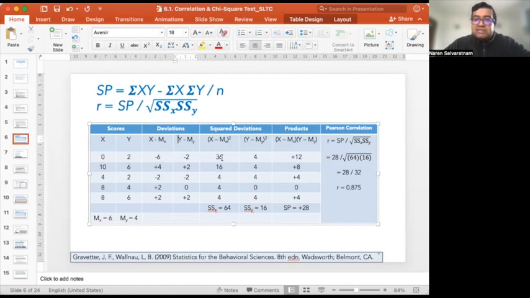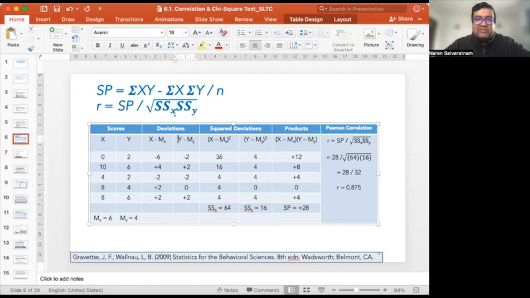6 times 6 is 36. 4 times 4 is 16. 2 times 2 is 4. 2 times 2 is 4. And the same goes to the next one as well. And you add these guys up. 36 and 16, 52, 4, 56, and then 4, 60, another 4, 64. So sum of squares of x is 64. Okay. So that is a very important component, because now we have our SSX.